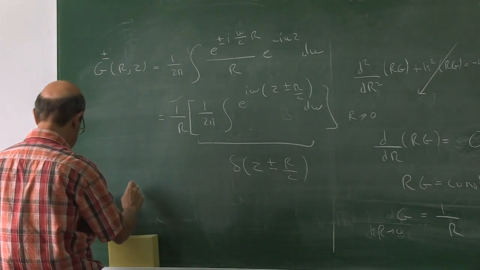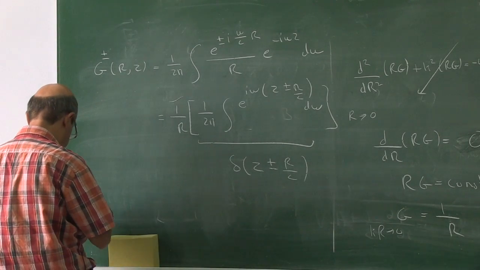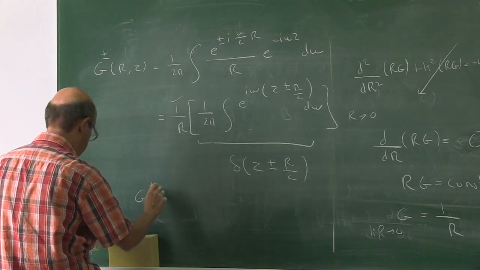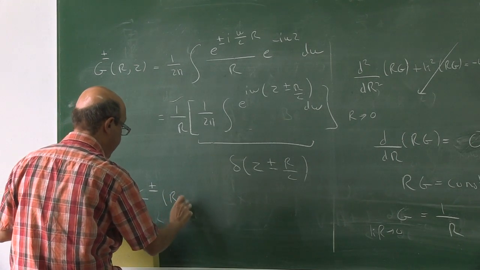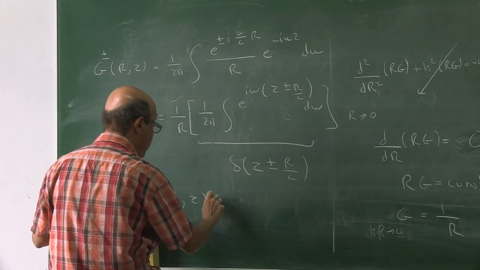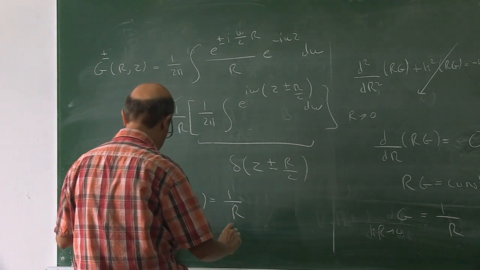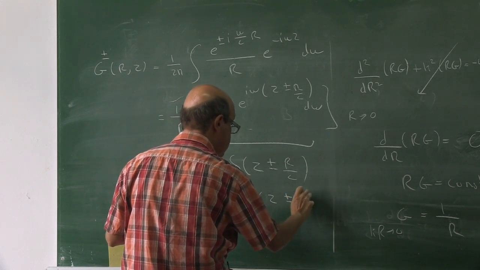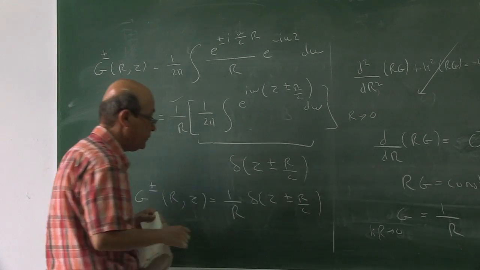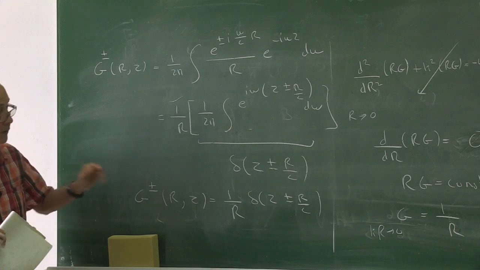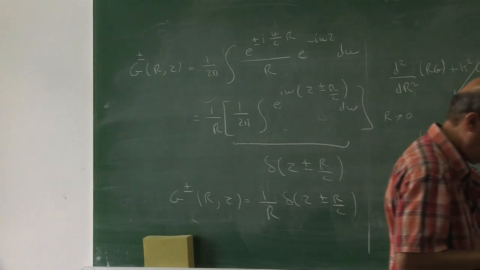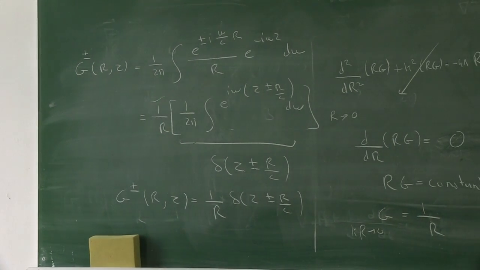and altogether the Green's function could be written as G(R, tau) equals 1 over R delta function (tau plus minus R over c). So I will put t minus t prime and x minus x prime and try to interpret what this is. So do you have any question here?